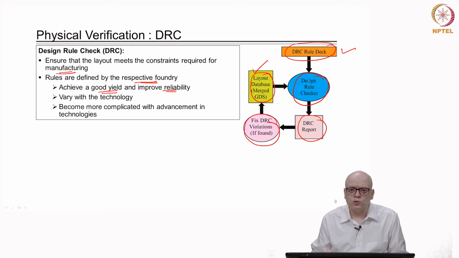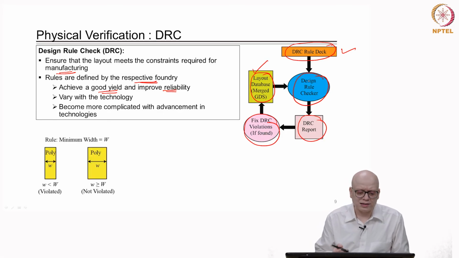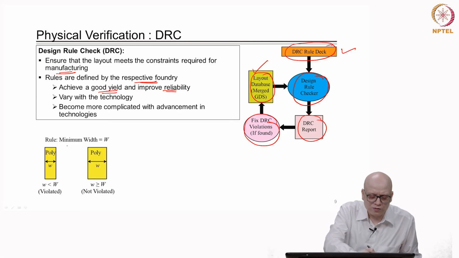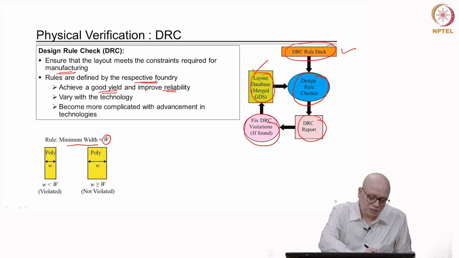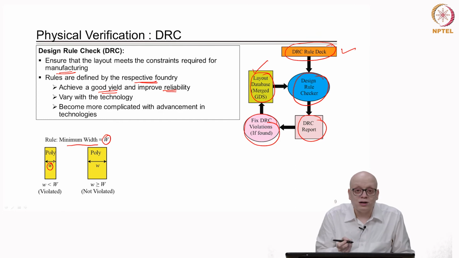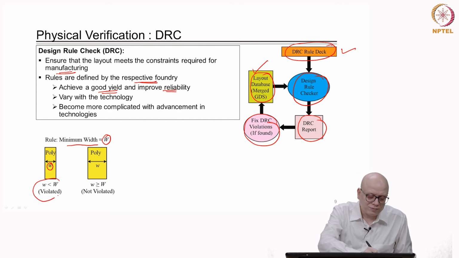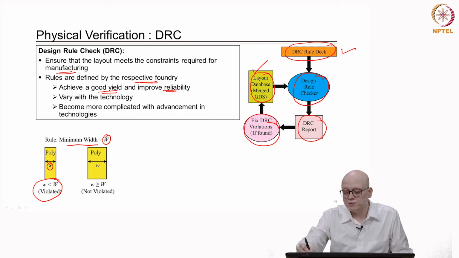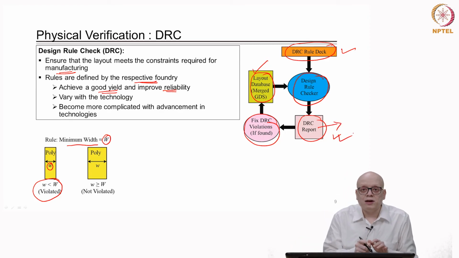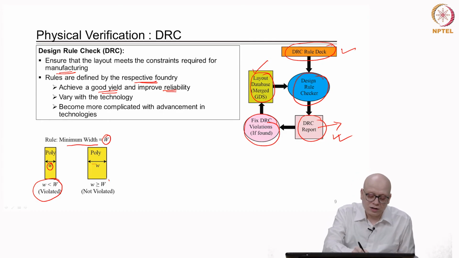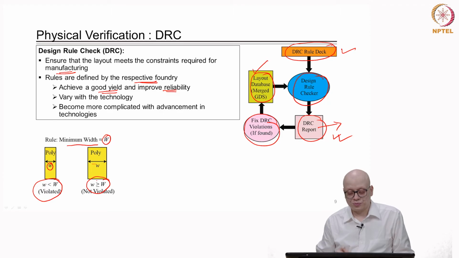Let us look into a few examples of design rules. For example, there can be a design rule which says that the minimum width of poly should be a given value, say W. Now, if in the layout the width of this poly is smaller than W, then it will be flagged as a violation and come in the DRC report. To fix this, we have to increase the width of this poly so that it becomes more than W.